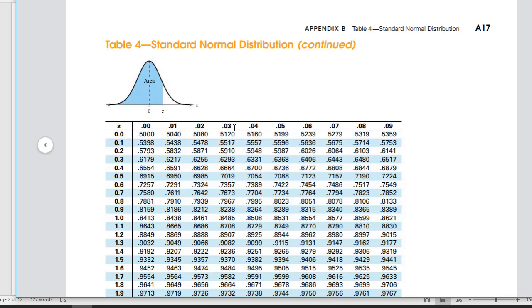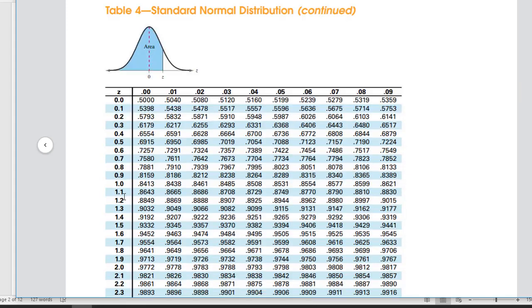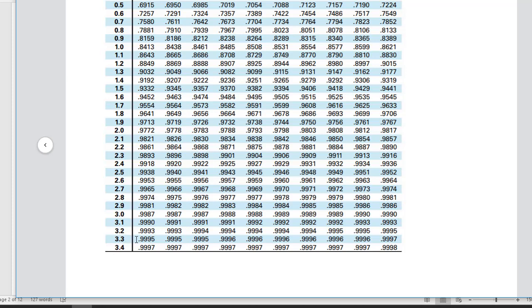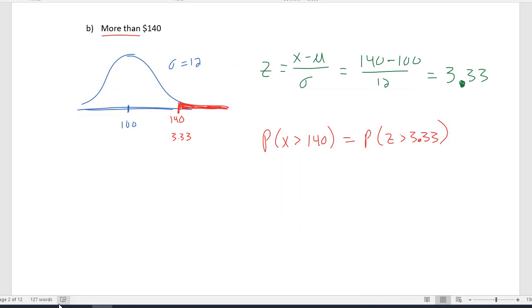Now this is 3.33, so my second decimal place is 3. That's going to be my 4th column. So I'm going to go down to 3.3, 1, 2, 3, 4th column. I get 0.9966. Again, that is the area to the left. I want the area to the right, so I'm going to do 1 minus 0.9966, and that is 0.0034.